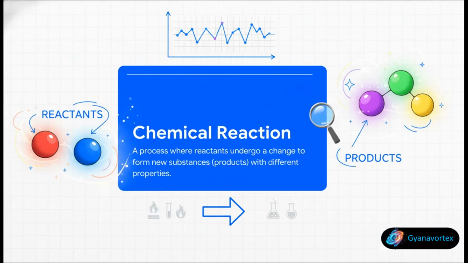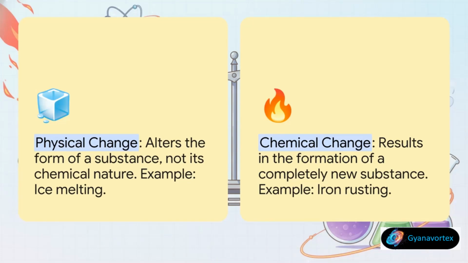Now, the most important part here is that the products are completely new substances with totally different properties from what you started with. It's super easy to get this mixed up with a physical change, so let's clear that up. When you melt an ice cube, it's still H2O, right? It just changed from solid to liquid. That's a physical change. But when iron rusts, you don't have iron anymore. You've got a new, flaky, reddish substance called iron oxide. That's a chemical change, and that's what we're talking about today.